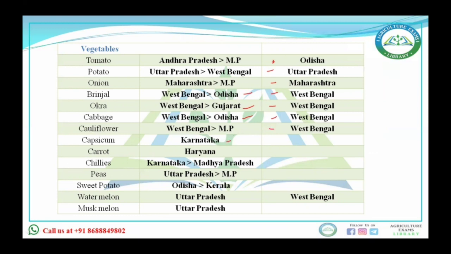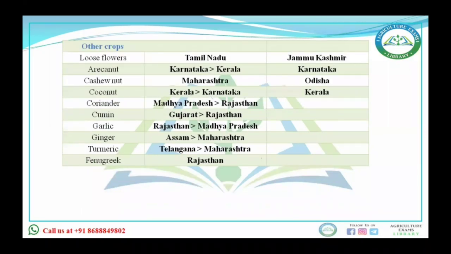Like that, capsicum in Karnataka, production is highest. Carrot, highest production is in Haryana. Like this, you can check all the data. Now, if you see loose flowers, it is highest in Tamil Nadu, area in Jammu and Kashmir. Arecanut, Karnataka, followed by Kerala, and the area in Karnataka. What if you talk about the coconut, highest production in Kerala, followed by Karnataka, its area is highest in Kerala. Likewise, you can check the cumin, garlic, ginger, turmeric, all these.